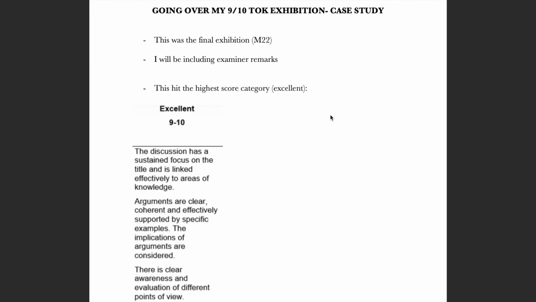I hope this helped you. I have to note at the end that this has been internally assessed so far, so basically the IB has not moderated this exhibition yet. However, I'm really confident that this will not get marked down. It's really rare that my school gets any of its works marked down by the IB.